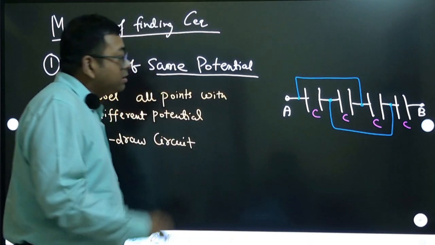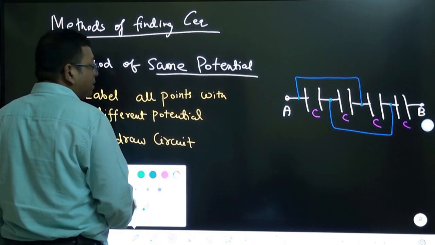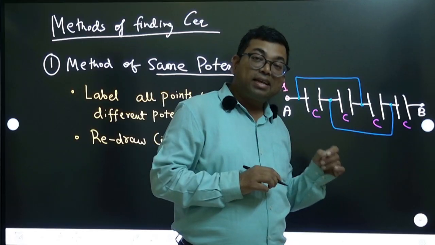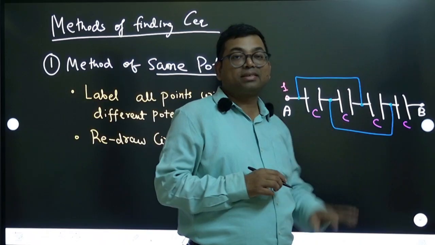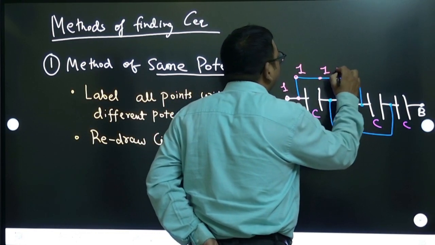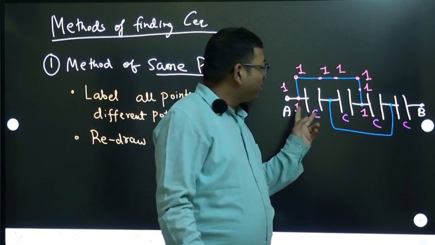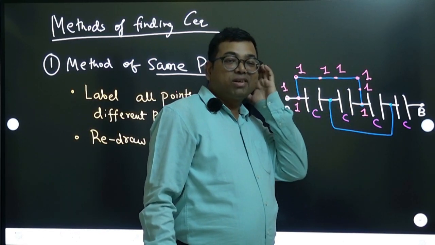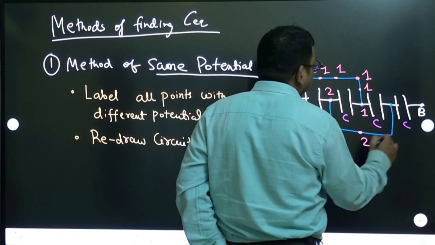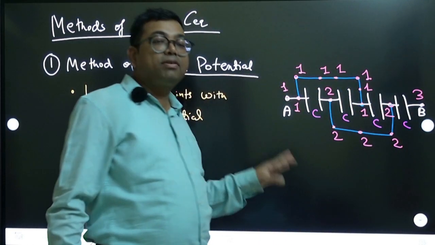How do we calculate that? What is the first technique? Try to label all the points with the potential, name them. Suppose I say that this point is point 1. Note that any point which is connected directly to that point will have the same potential. So if this point is 1, this point is also 1, and all these are the same point, 1 1 1 1 1, right? Suppose I say this point is 2, then this point is also 2, this is also 2, and this is also 2. And I will say this point as 3. That's all. So there are basically 3 different points. Can you understand this?